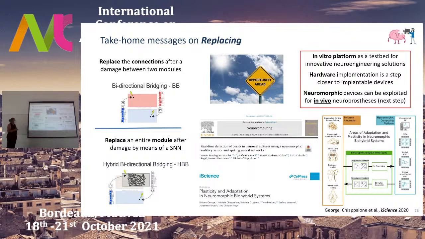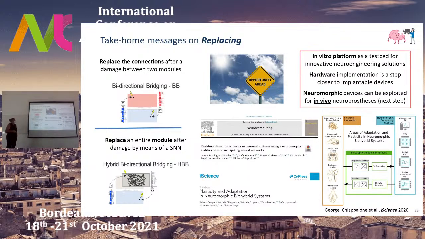Another possibility that is provided is to exploit, for instance, neuromorphic computing to perform a computation. Recently, we have been collaborating with a Spanish group, and we tested their neuromorphic-based device to detect the bursts in the culture without performing any real-time closed-loop processing, but at least it was a proof of principle.